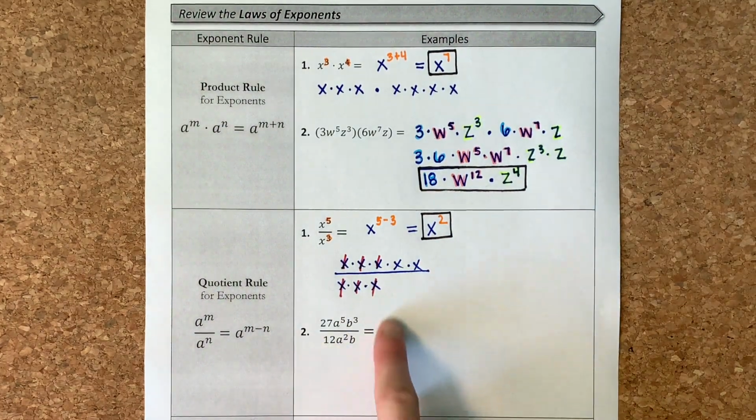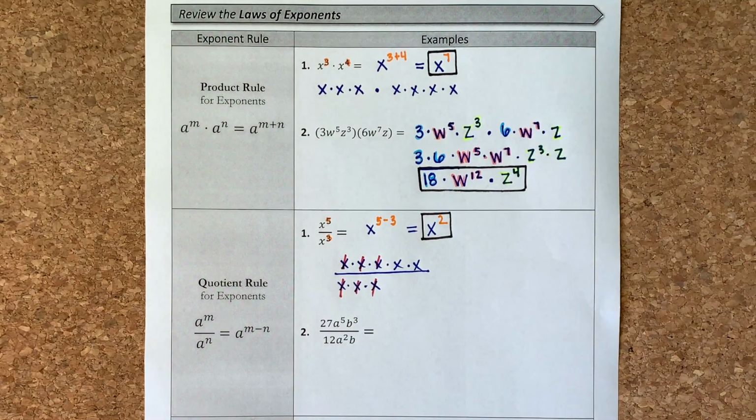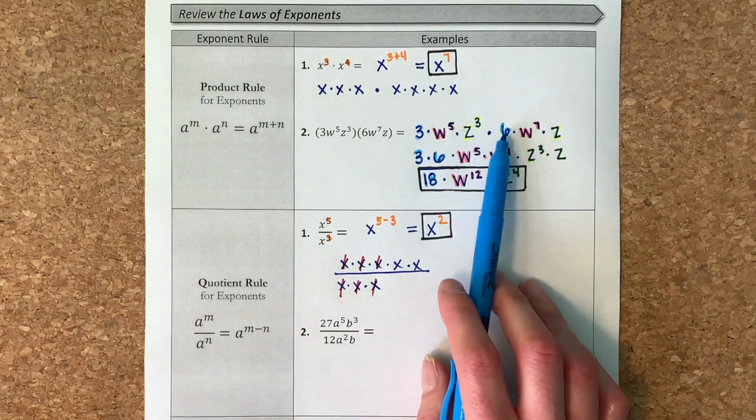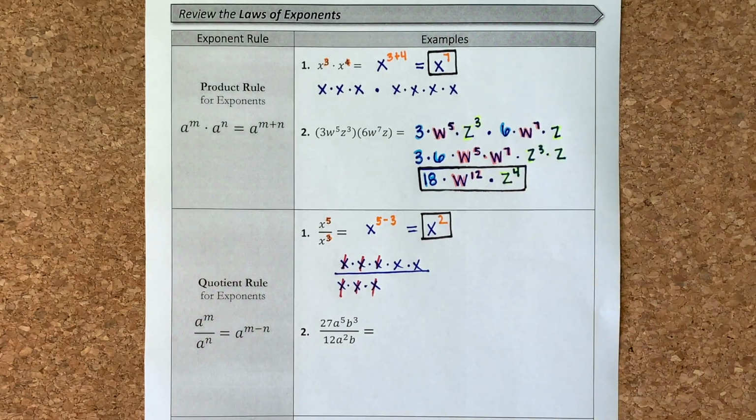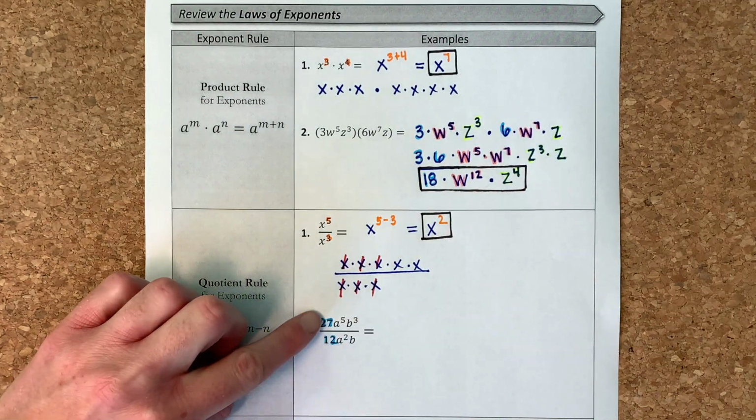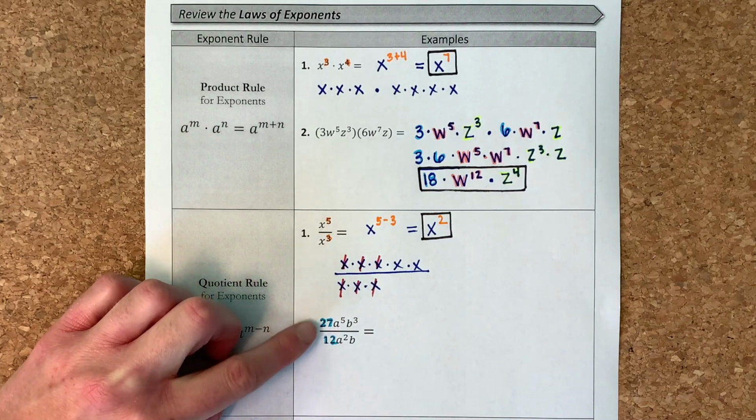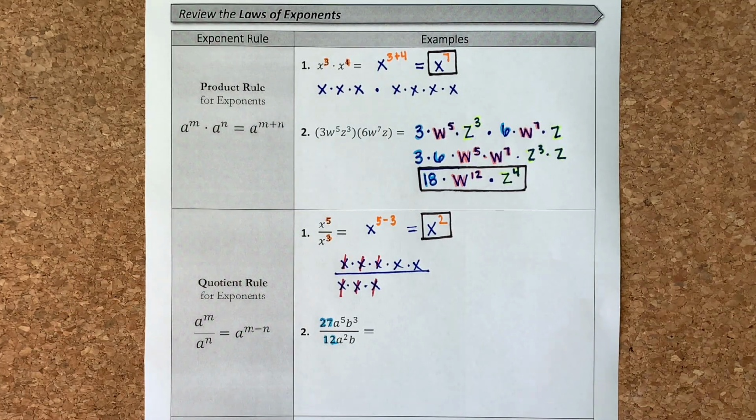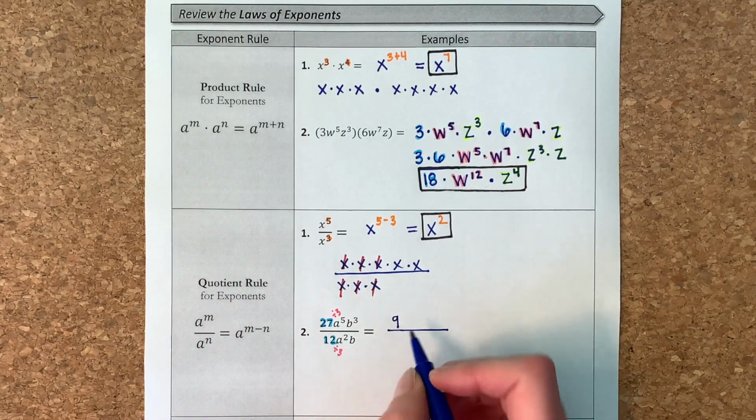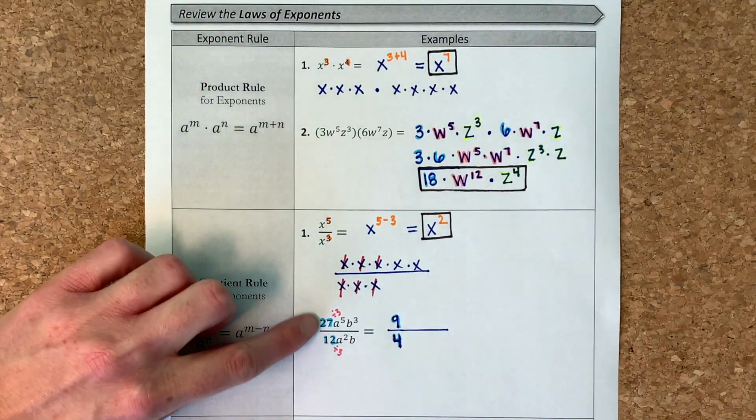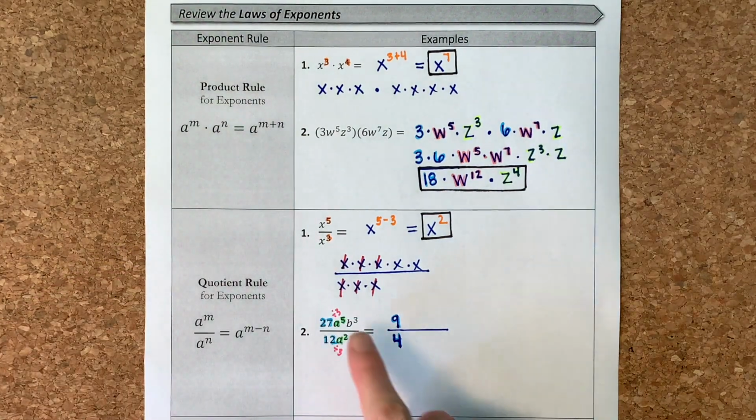Now let's use the quotient rule to try a problem that's a little bit more complicated. Remember, with multiplication, you multiply the like pieces. So we multiplied the numbers, we multiplied the w's, and we multiplied the z's. Same with division. We divide like pieces. So the 27 and 12 are just numbers, so we can divide those. We can reduce 27 twelfths if we divide the numerator and the denominator by 3. 27 divided by 3 gives us 9, and 12 divided by 3 gives us 4. So we've reduced 27 twelfths to 9 fourths. Now the a's are like quantities, so we want to divide the a's.